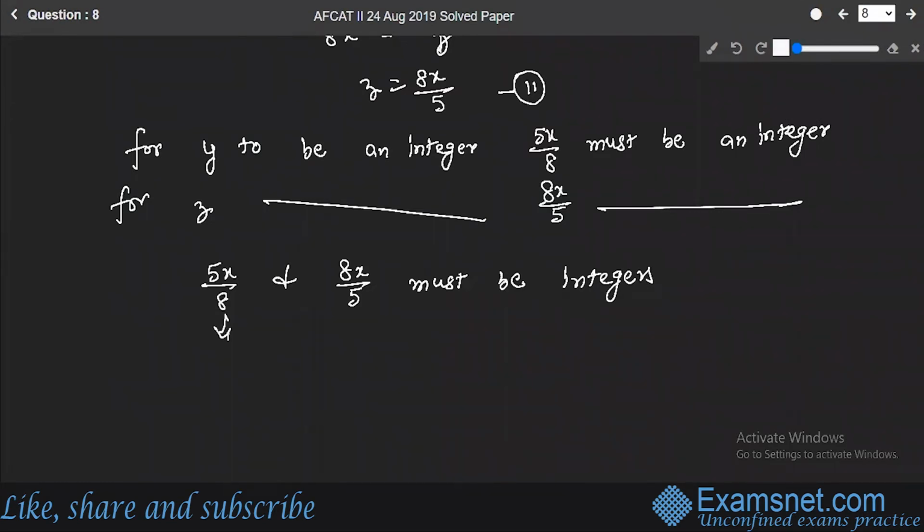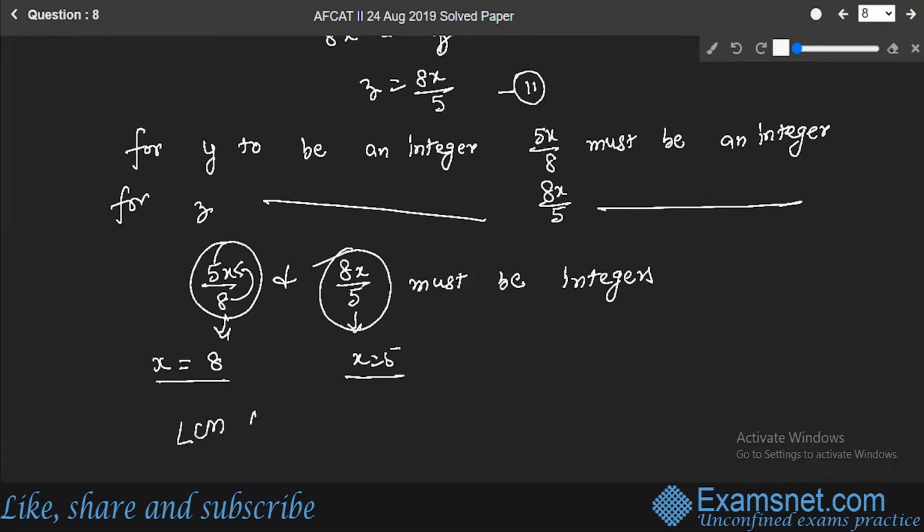So if they have to be integers, then let's see. From here, we can have the x value as 8. Why? Because if you have x equal to 8, then 8 and 8 will cancel. Also from here, you have x equal to 5. So x can be 8 in the first case, and x can be 5 in the second case. I want both the conditions to be true, so I have to take the LCM of 8 and 5. You know the LCM of 8 and 5 is equal to 40.